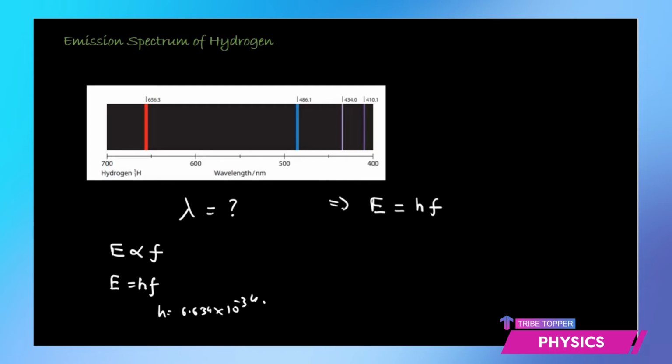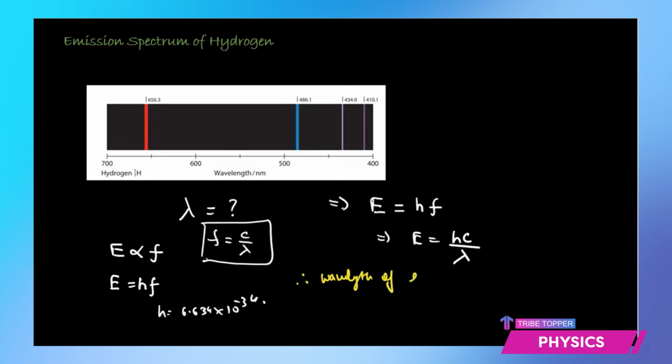But we also know that f is equal to c by lambda, by the famous wave equation. So we will replace this f, and we get E is equal to hc by lambda. So we can figure out lambda because we know all the other values. Therefore, the wavelength of the emitted photon will be lambda is equal to hc by E.